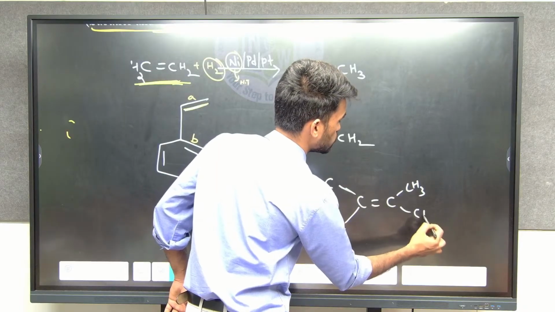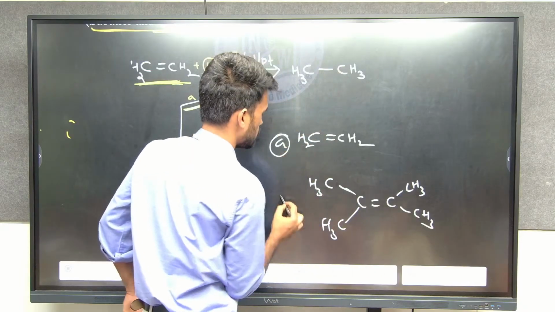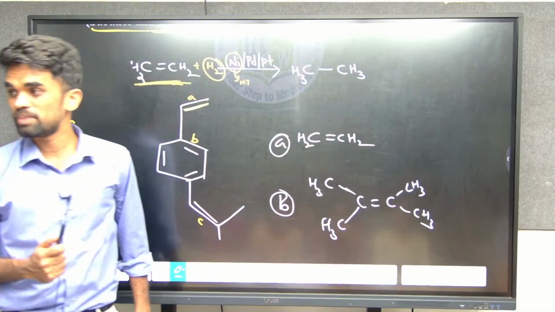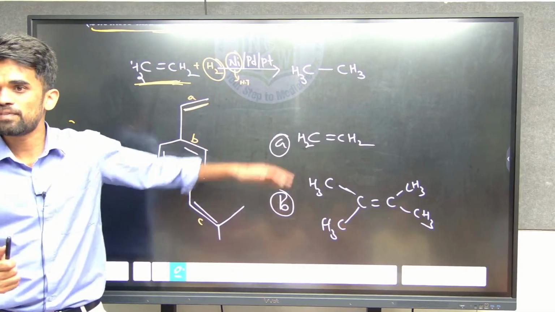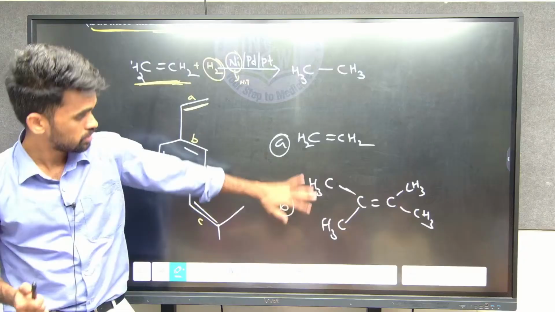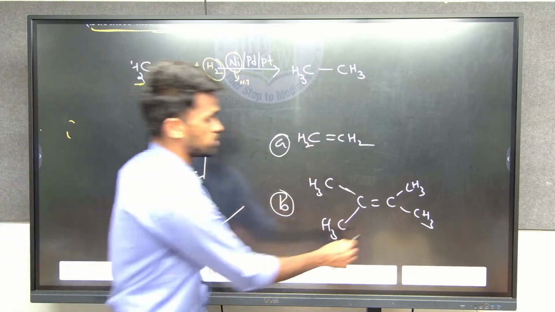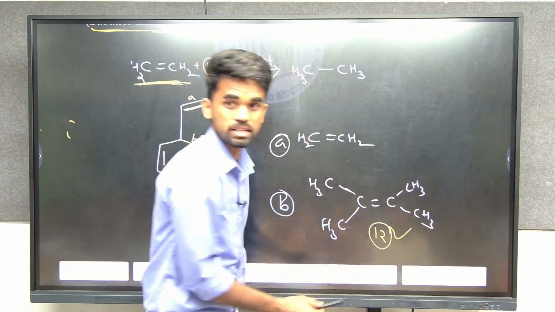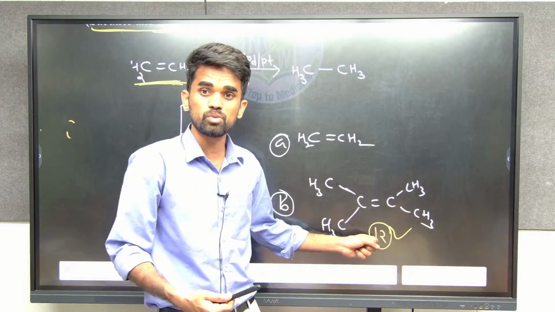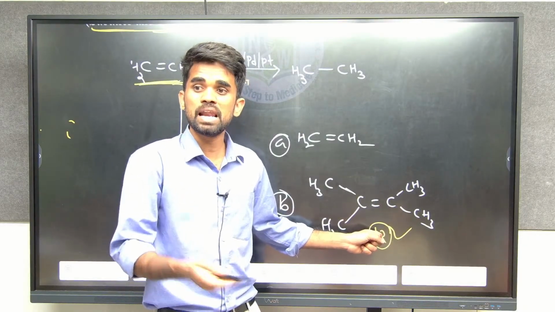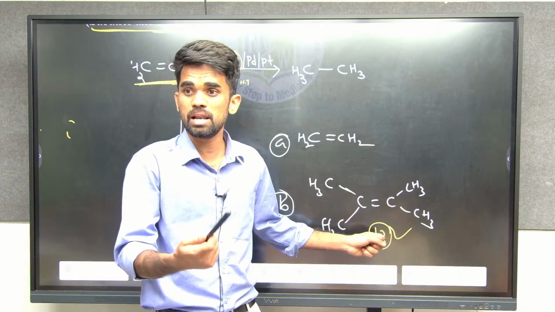Out of these two, you tell me which alkene is less stable? A is less stable. Why is A less stable? No alpha hydrogen. Here we have 9, 3, 3, 6, 12 alpha hydrogens are there. 12 hyperconjugations are there. More hyperconjugation, more is the stability. More stable, less reactive. What I am saying, more stable, less reactive.